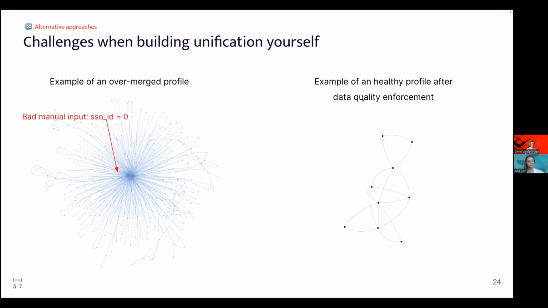Now, an example of something going wrong. So we tried building our own unification engine with a bunch of identifiers. And what you see on the left-hand side is an over-merged profile. This is actually something from production. And this is a cluster, I don't know how many identities are linked, but it's a massive amount of identifiers poured together. And the center node of all of this is a single sign-on ID called 0. And we figured out later on that this was a test ID.